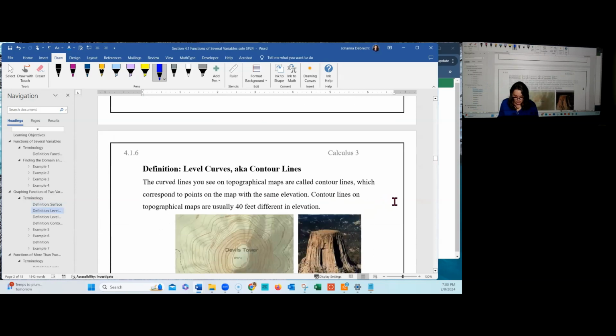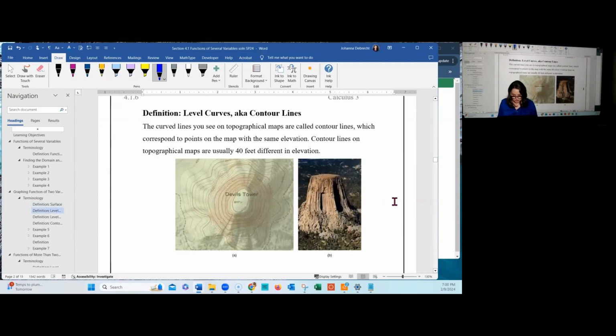Let's take a look at what a level curve or a contour line is. If you've done any hiking, then you know what these are because you see them on all kinds of topographical maps. So this is a picture of Devil's Tower, and this is a topographical graph of what it looks like to approach Devil's Tower.